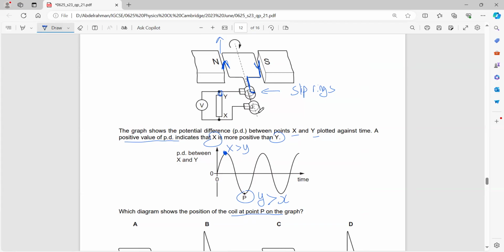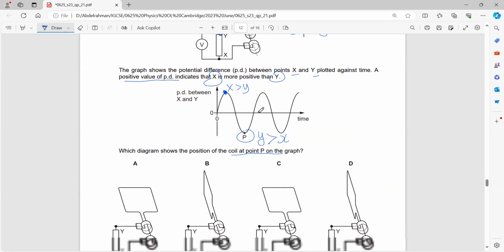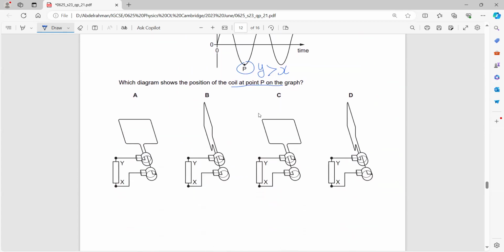So basically, all you need to do is choose one of the answers that has the same setting for the slip rings as the diagram stated above, not just for the coil being horizontal or vertical. If you check the answers, definitely B and D are wrong. Most of you might have chosen A, but the problem with A is what?